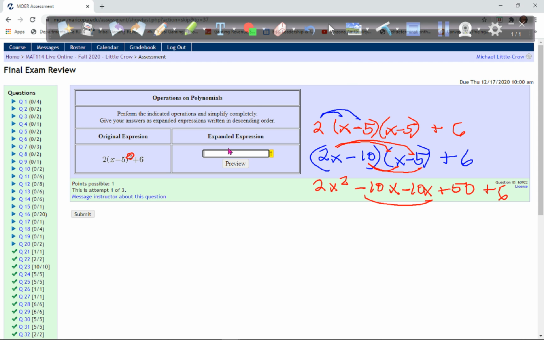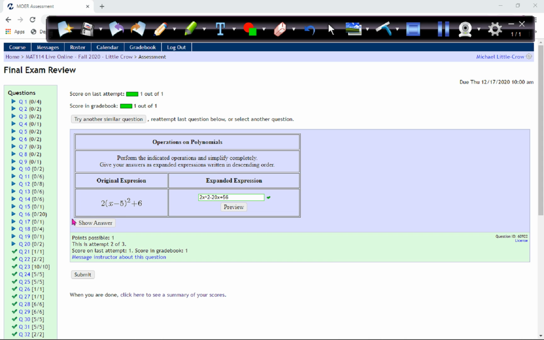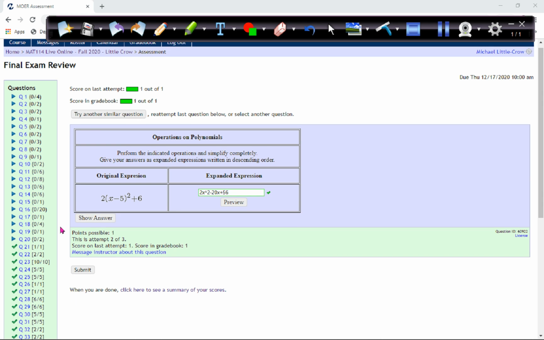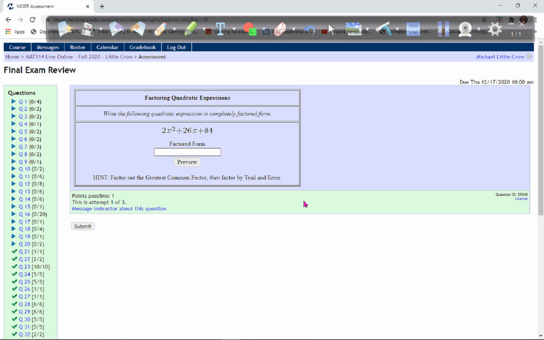So to finish this up, we've got 2x squared minus 20x plus 56, adding the 50 and the 6 together. And we're all good. So watch that order of operations, following through with that. 2 more, take a little break.